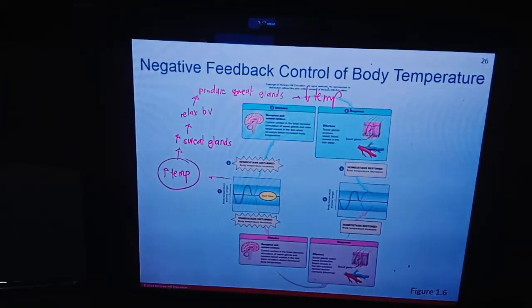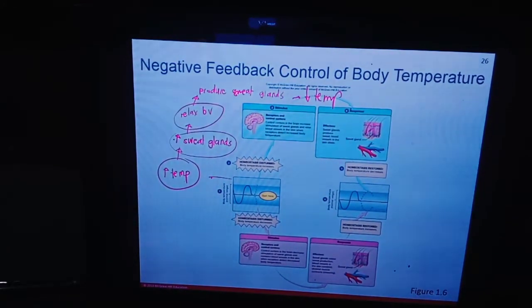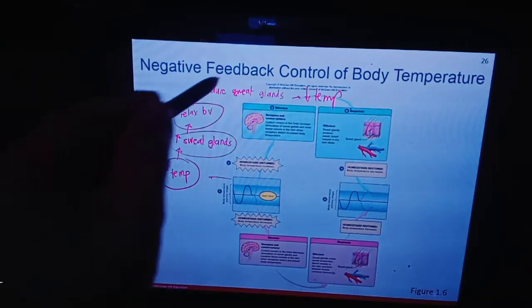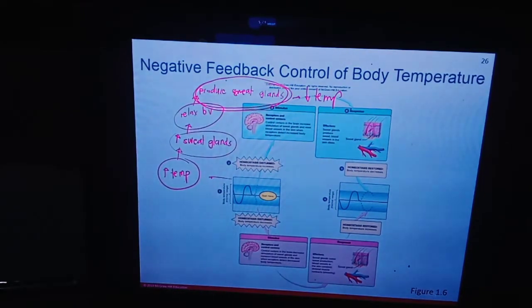When your temperature increases, your receptor detects the increase in body temperature. Your control center in the brain now increases the stimulation of your sweat glands, and it relaxes the blood vessels in the skin. Nagda-dilate ang ating tinatawag na blood vessels sa skin. Magpuproduce ngayon ng tinatawag nating sweat glands.